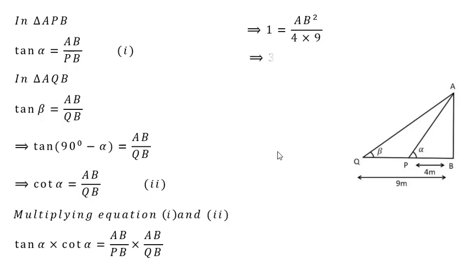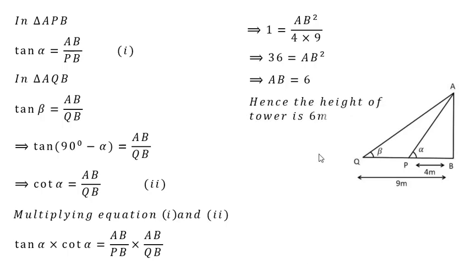Now PB and QB values are given, so I have AB square equal to 36. Therefore AB is 6. As AB is a height, a distance, it cannot be negative. I will take the positive value only. So AB is 6. Therefore I will say that the height of the tower is 6 meter. Hence whatever is asked, we have proved it.